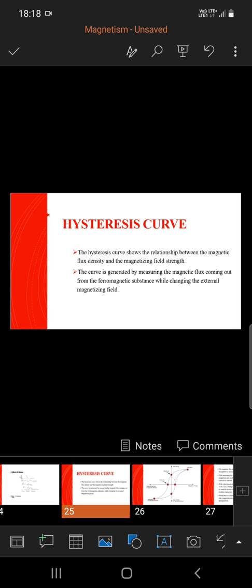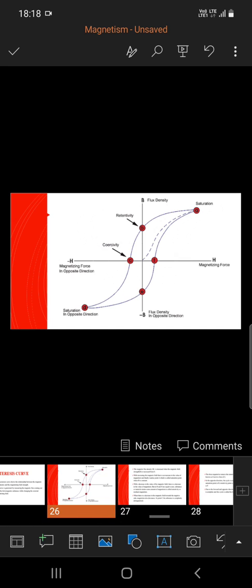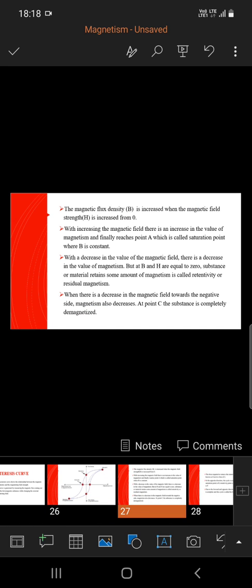The hysteresis curve shows the relation between the magnetic flux density and the magnetizing field strength. The curve is generated by measuring the magnetic flux coming out from the ferromagnetic substance while changing the external magnetizing field. The magnetic flux density increases when the magnetic field strength is increasing from zero.